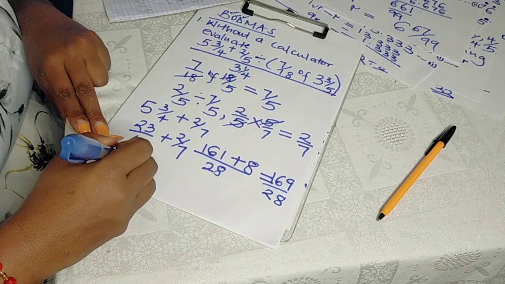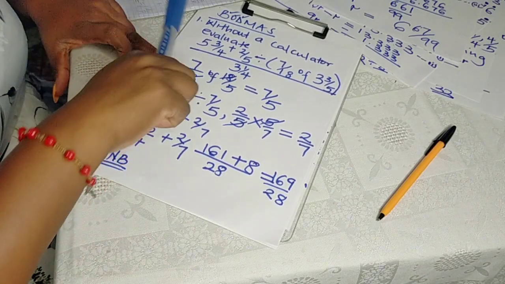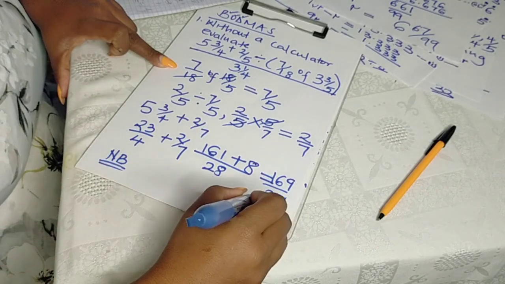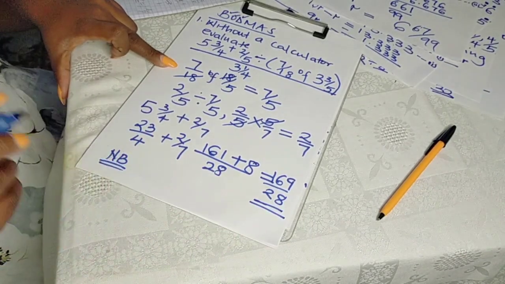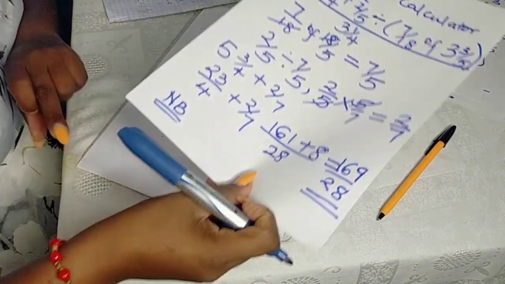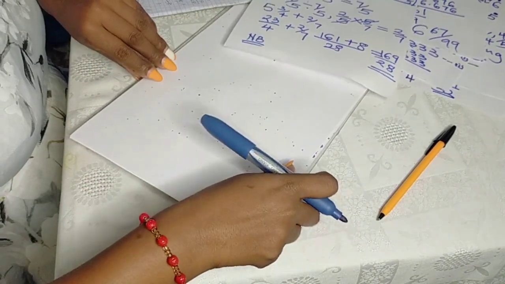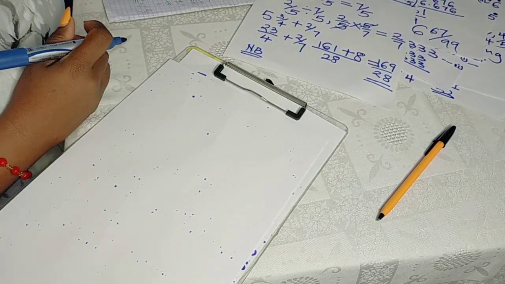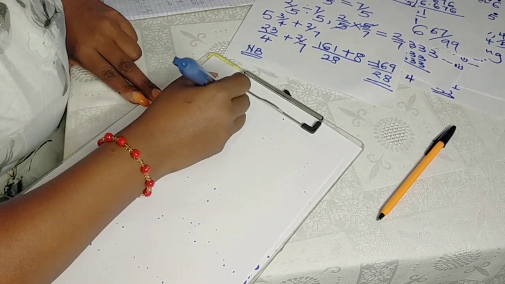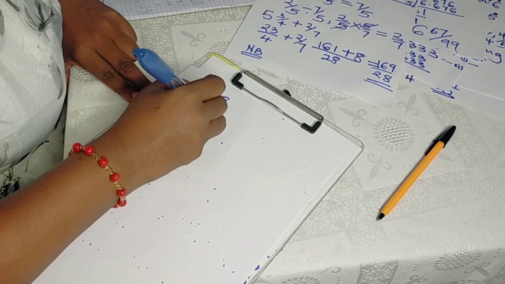Note that we first work out the numerator before we move on to the denominator. So this is the value we've gotten from the numerator. Now we can proceed on to the denominator. And the denominator is only one value. Therefore, we shall just say we are at 161 over 28.